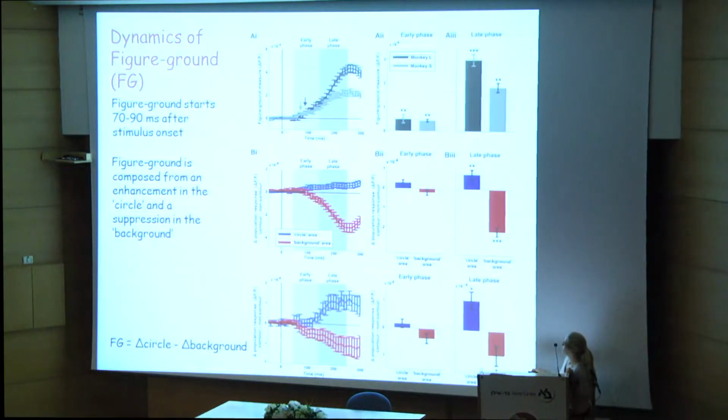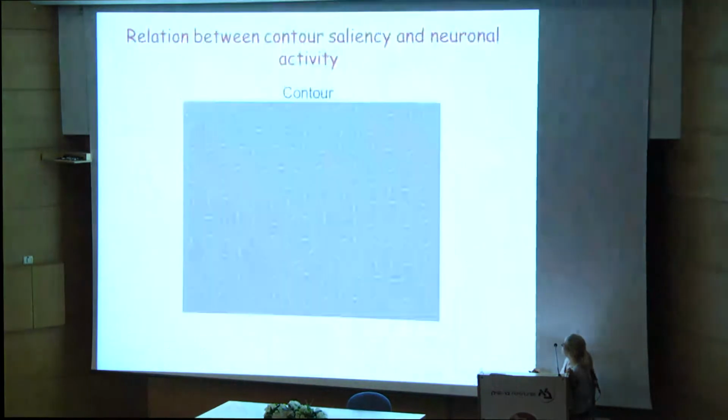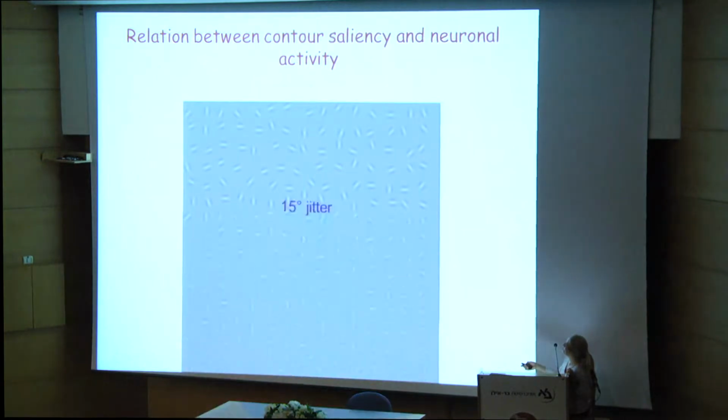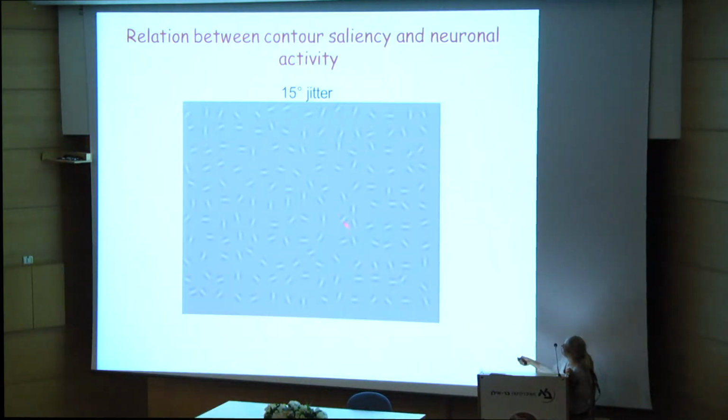So I'll skip this one, and I just want to show you that we varied the contour saliency by jittering the angle of the contour element. So this is plus minus 15 jitter, and you can see still the circular contour, but it's much more hard to perceive it. This is plus minus 25 jitter, very hard to see it, and this is the non-contour condition.